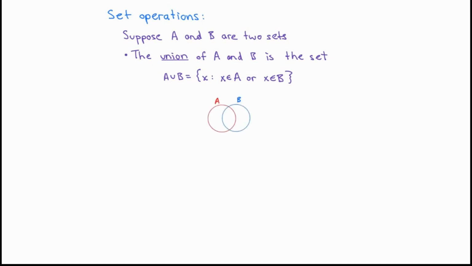A lot of you are probably familiar with what are called Venn diagrams, which are just graphical ways of representing certain set operations. The Venn diagram that represents the union of two sets is shown here. If A and B are two sets, then the union is just everything that's in A or B.